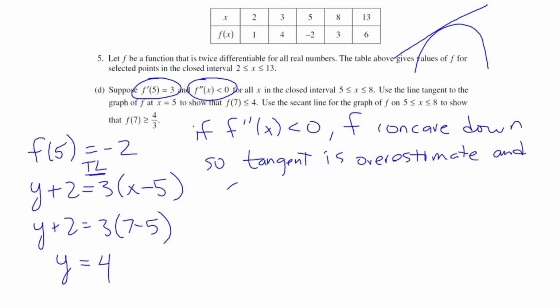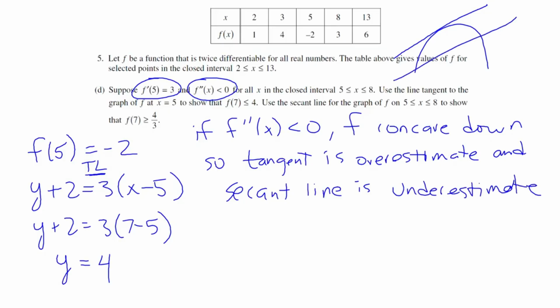And the secant line is an underestimate, right, which we could see right here if I try to sketch the secant line. So this work over here shows us that the true value of f of 7 must be less than or equal to 4, because 4 is an overestimate, right?